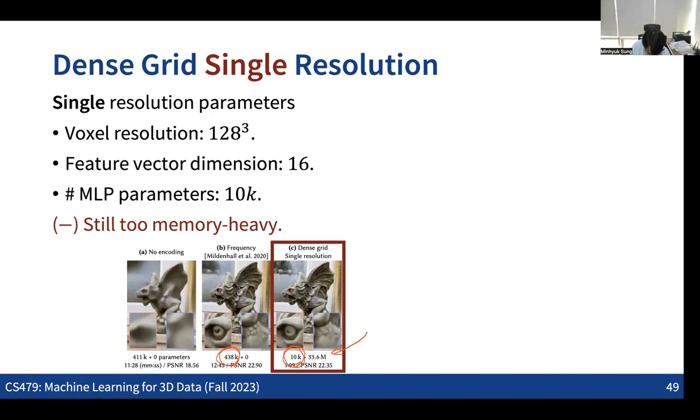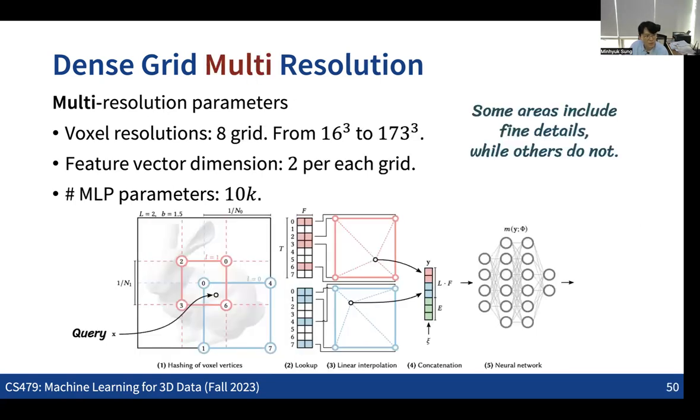So how can we further reduce the size of the parameters? The idea for that is to use multi-resolution. The basic idea is that there might be some areas where we really need to encode fine details, but there might be other areas where we don't. Obviously, in 3D objects and 3D scenes, there might be lots of empty space. So the question is how we can allocate all the parameters that we have across different resolutions of the 3D space. That's the basic idea.